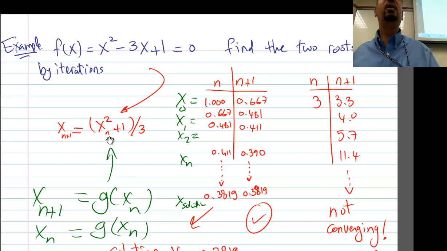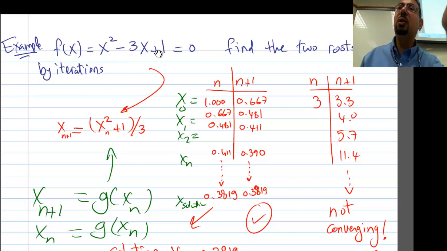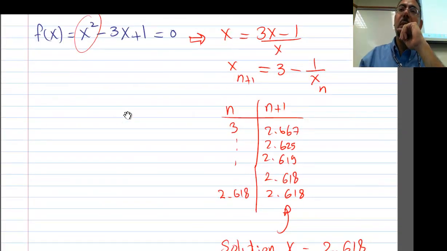Alright? So what is the lesson? The lesson is that if you want this to converge, when you are trying to pull one of those x's, just look at this and make sure that the slope, or the derivative of this function, is less than 1 in the area where you are looking for the roots. Okay? Very good.